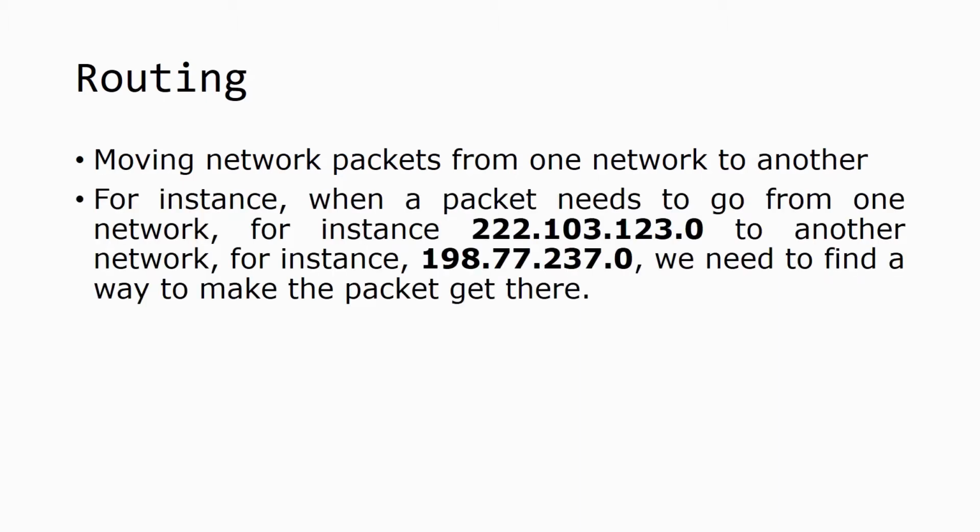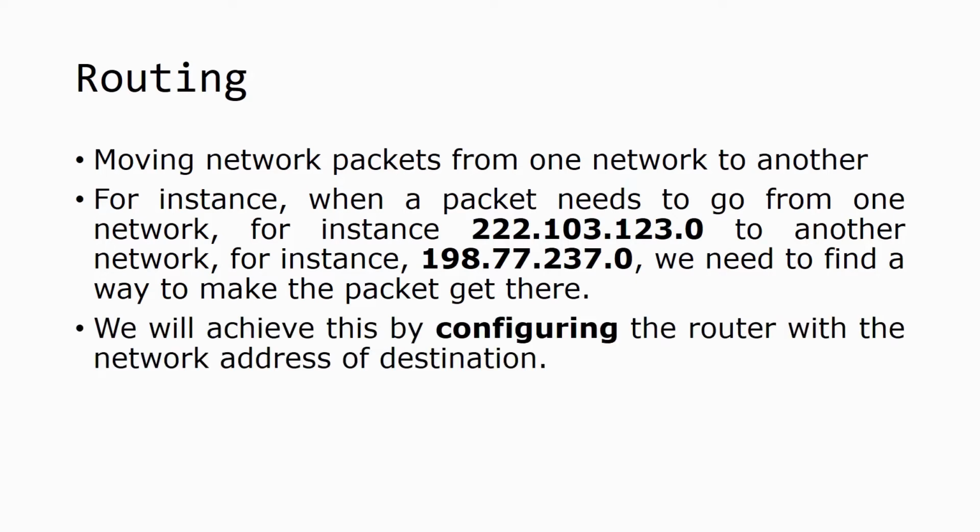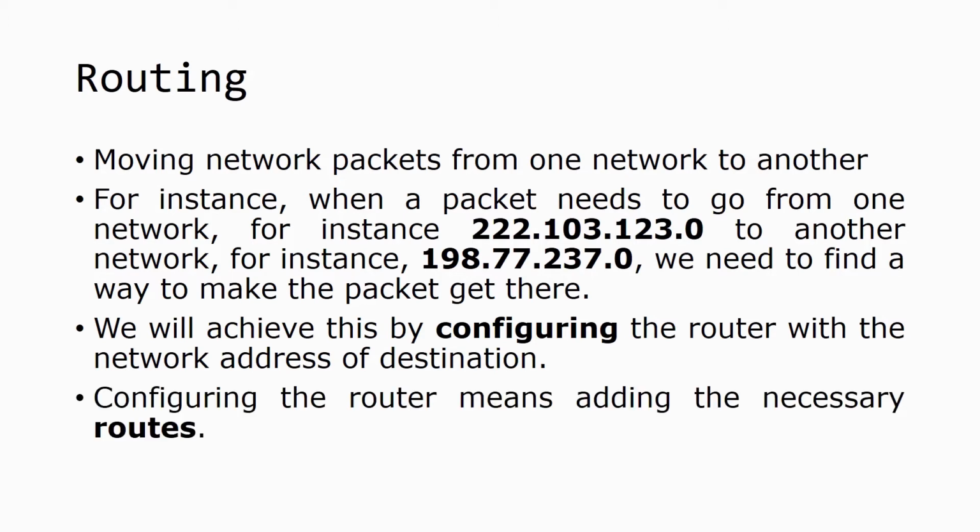By routing, we actually move network packets from one network to another. For instance, when a packet needs to go from one network, say 222.100.123.0, to another one, which is 198.77.237.0, we need to find a way to make the packet get there. We achieve this by configuring the router with the network address of the destination, and configuring the router means adding the necessary routes.